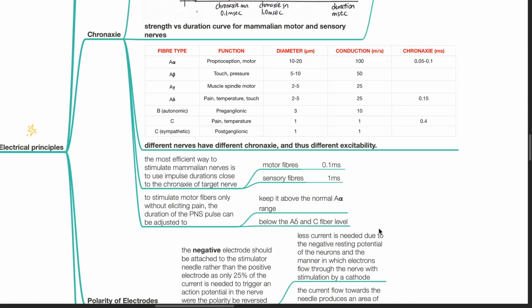The most efficient way to stimulate mammalian nerves is to use impulse durations close to the chronaxy of the target nerve. For motor fibers, it is 0.1 millisecond, and for sensory nerve fibers, it is 1 millisecond. To stimulate motor fibers only without eliciting pain, the duration of the peripheral nerve stimulator pulse can be adjusted to keep it above the normal A alpha range and below the A delta and C fiber level.